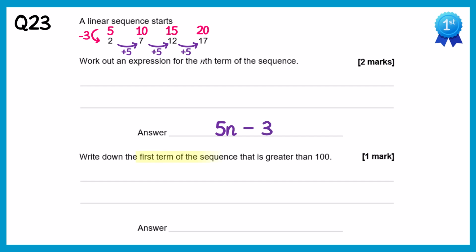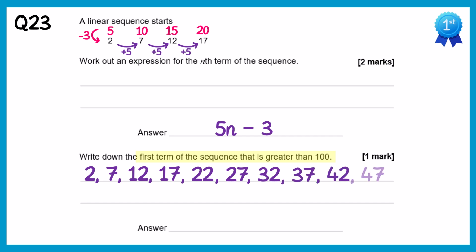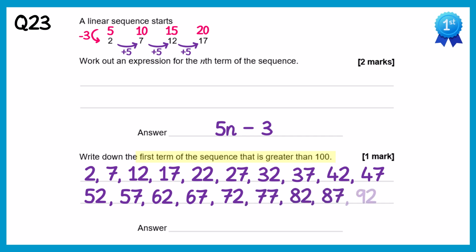For the second part, we need to write down the first term that's greater than 100. So if we take the sequence, it goes 2, 7, 12, 17, we can just keep adding 5. It will go 22, 27, 32, 37, 42, 47, 52, 57, 62, 67, 72, 77, 82, 87, 92, 97, and then 102. So the answer is 102.